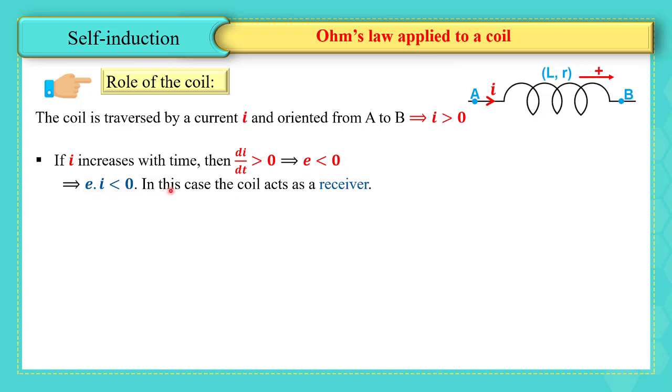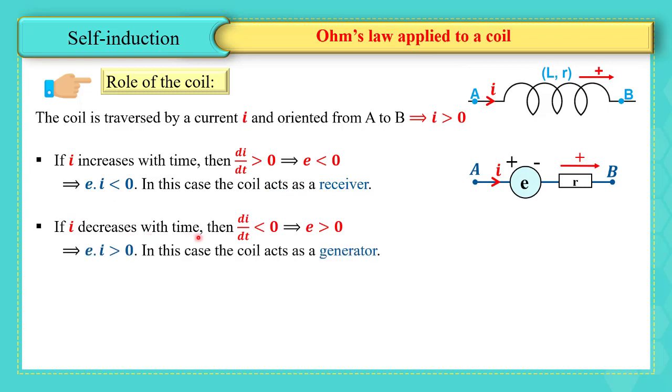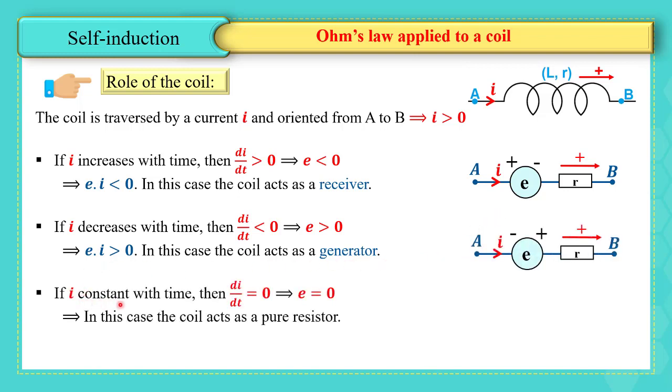In this case, the coil acts as a receiver. If i decreases with time, then di over dt will be negative, and so in this case e will be positive. And e times i in this case will be positive, so the coil acts as a generator. While if i is constant with time, then di over dt equals 0, and so e equals 0. In this case, the coil acts as a pure resistor.